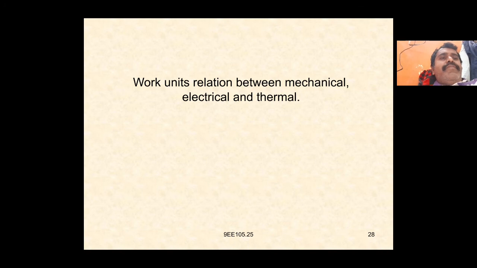Work units relation between mechanical, electrical and thermal. 1 joule, 1 Newton meter is equal to 1 watt second, which is equal to 0.2392 calories.